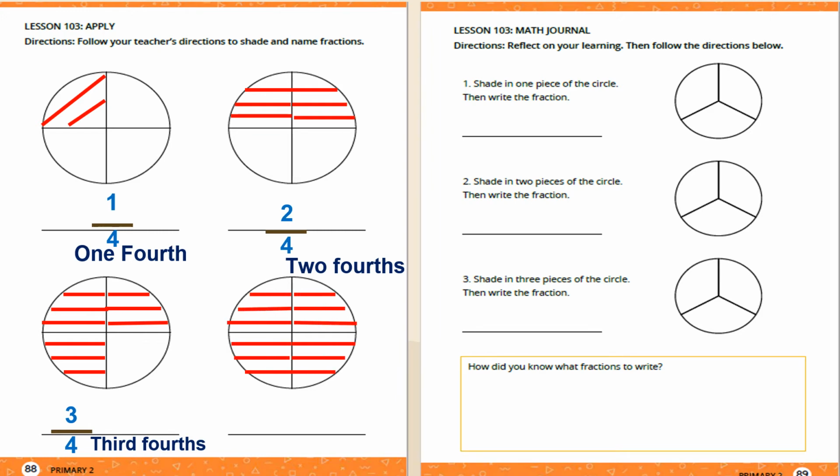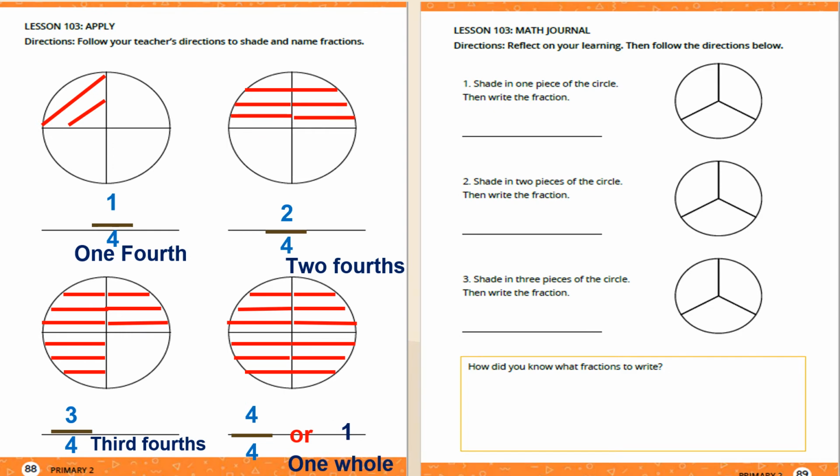In the last one, I will shade the 4 parts. 1, 2, 3, 4. Okay, the number of colored parts, 1, 2, 3, 4. And the total parts, 1, 2, 3, 4. So 4/4 means 1 whole.